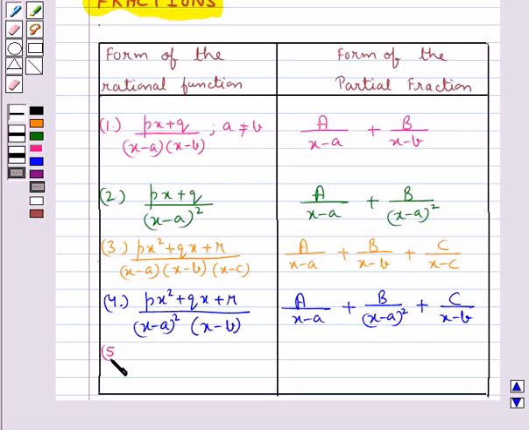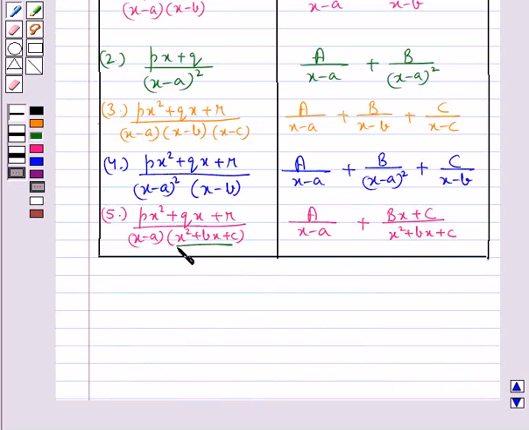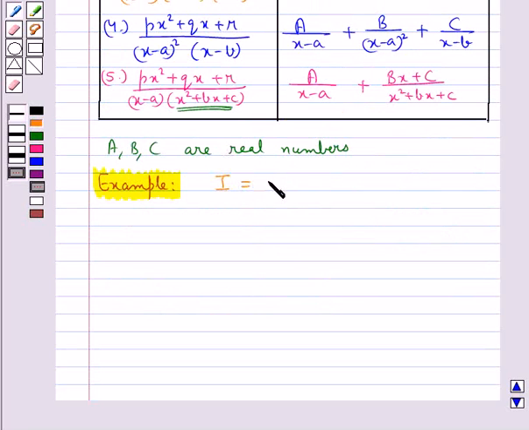Now the next one is the rational function of the form (px square plus qx plus r) upon (x minus a) into (x square plus bx plus c). Now the partial fraction here would be of the form A upon (x minus a) plus (Bx plus C) upon (x square plus bx plus c). In this case, this x square plus bx plus c cannot be factorized further. And also, in the above table, A, B and C are real numbers to be determined suitably.